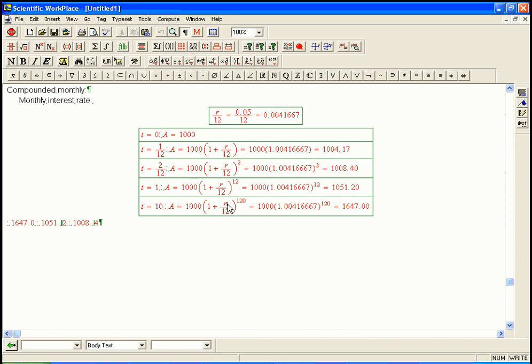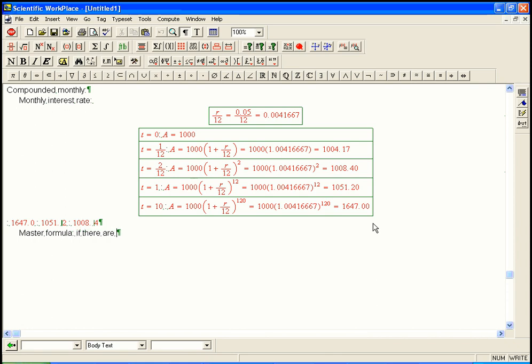So the idea here is that you take your interest rate and divide it by 12, because it's happening 12 times, so you only get 1/12 the interest each time, but this number gets multiplied by 12. And so instead of doing it 10 times, you do it 120 times. So let's look at the master formula.